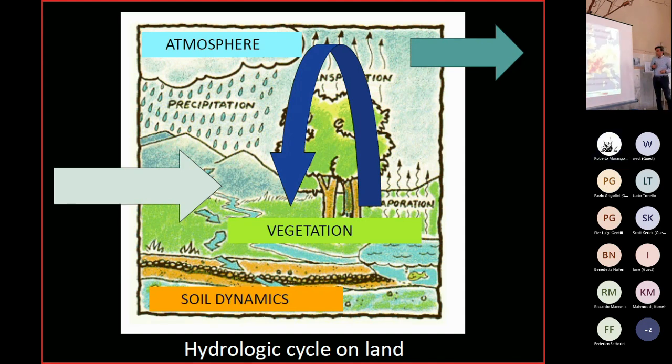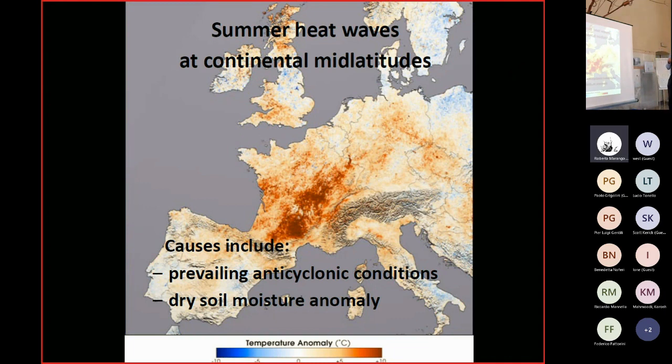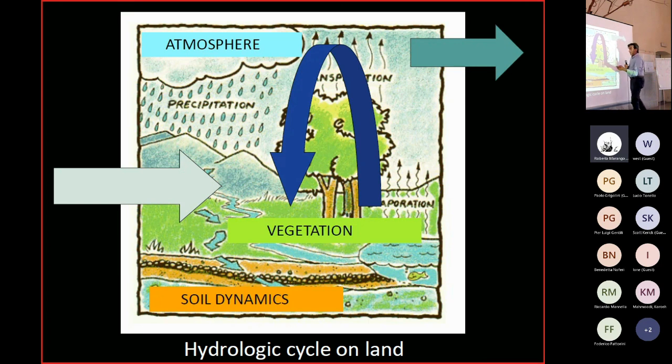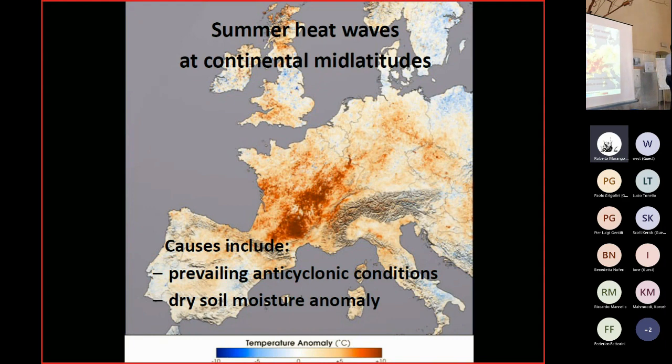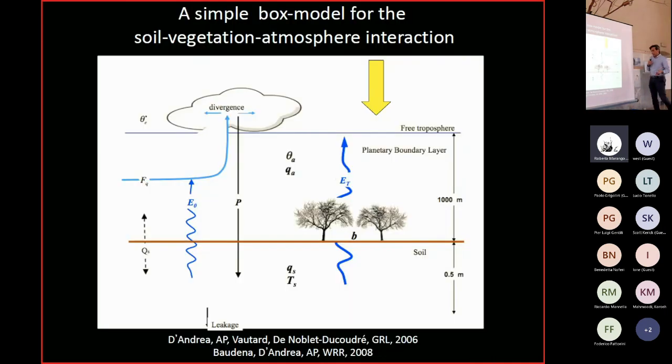Okay. And then we were motivated by the drought in 2003, the big summer heat wave that was caused by two conditions: anticyclonic conditions, that is, very little water coming in, of course, but not only that, very little recycling because the soil was very dry at the beginning of summer. And it seems that you need both things, very dry soil and anticyclonic conditions. So we did a very simple model with temperature and moisture in the soil, temperature and moisture in the lower part of the atmosphere, which is called the planetary boundary layer, and then vegetation.